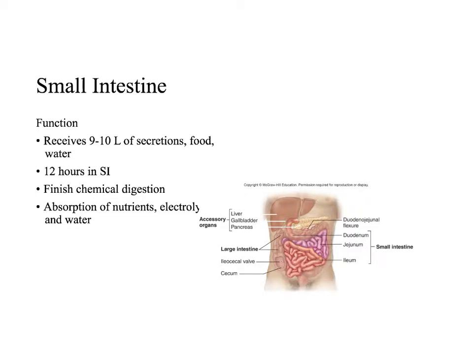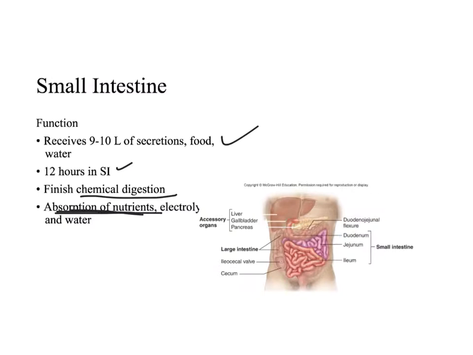Okay, so now we're leaving the stomach and entering the small intestines. The main function of the small intestines is to finish chemical digestion, and it's going to absorb. It's the place where we're absorbing all of our nutrients, our electrolytes, and the water. The small intestines receives 9 to 10 liters of secretion, food, and water in a day. Our food spends about 12 hours in our small intestines, so it's going to be broken down and the nutrients are all going to be absorbed.